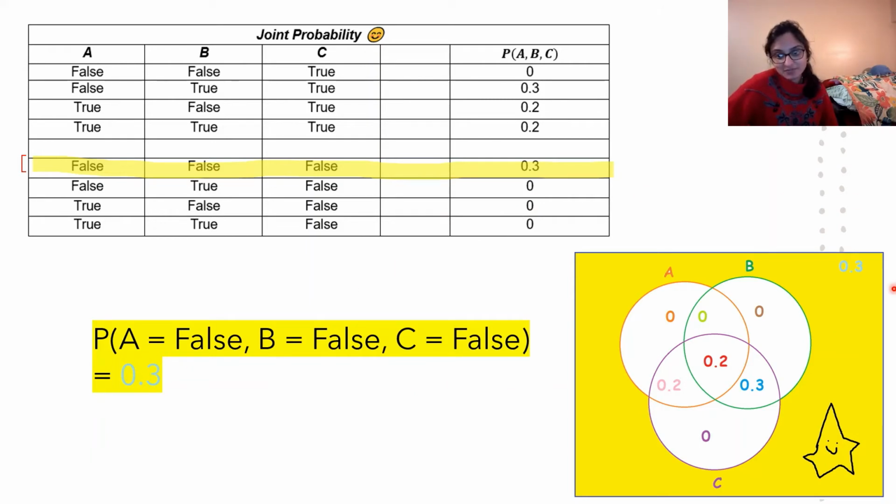This 30% represents everything outside of the Venn diagram part, but still part of the sample space of outcomes. So this 30% represents all the shaded area outside of A, B, and C.